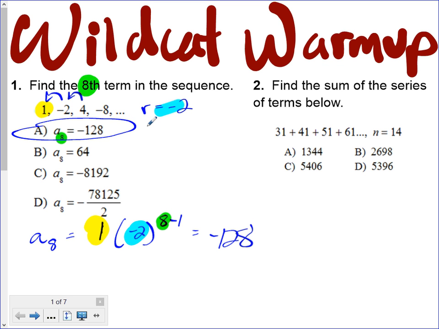So if you said B, can you see what the mistake would be on B, maybe? Instead of putting 8 minus 1, which is actually, what does that equal? That's actually 7. Maybe you put 8 into the calculator, or maybe you put 6 in or something like that. So be careful. Questions on 1?